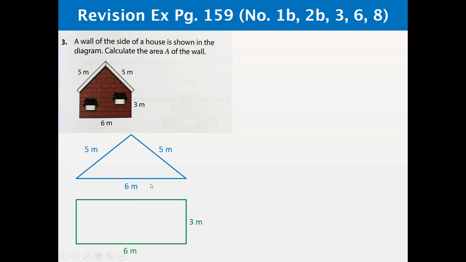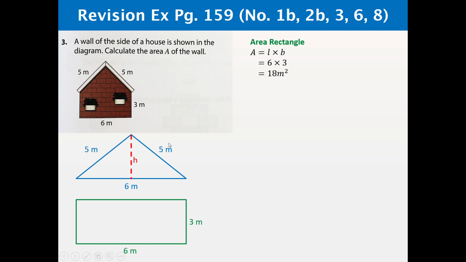Alright, I can first start by calculating the area of the rectangle because I have enough information. I've got the length and the breadth. So if I say length times breadth, 6 times 3 is 18 meters squared. Then I need to work inside the triangle, right? But I know that the area of the triangle is equal to half of the base times the height, and I don't have the height. So somehow I first need to get the height.